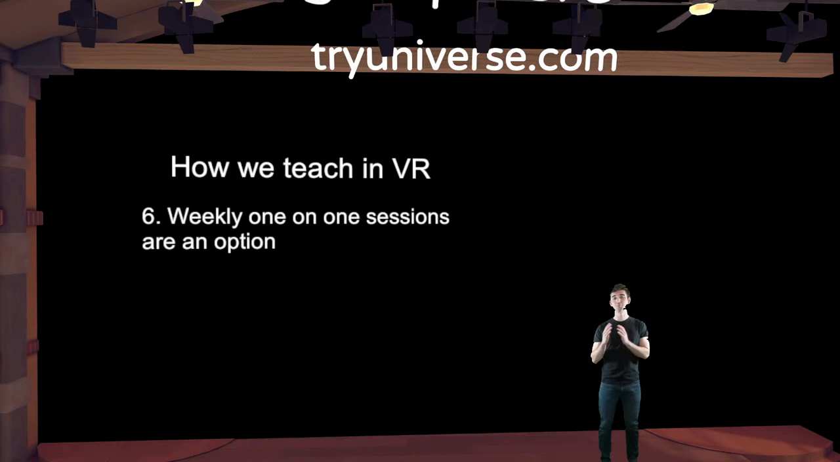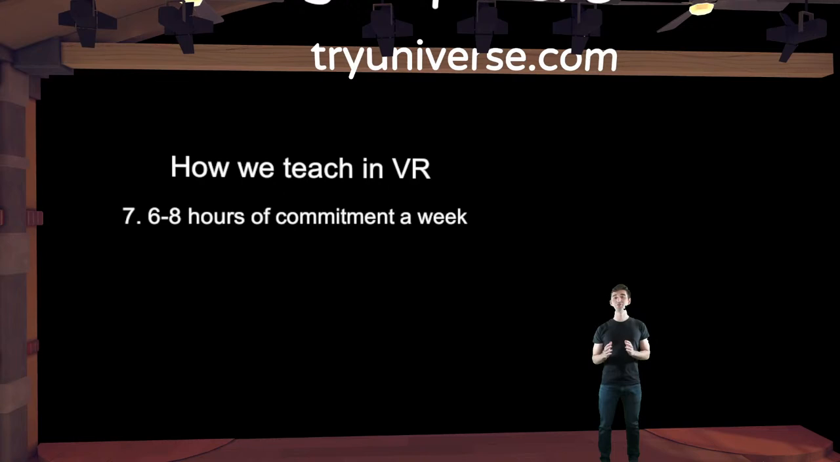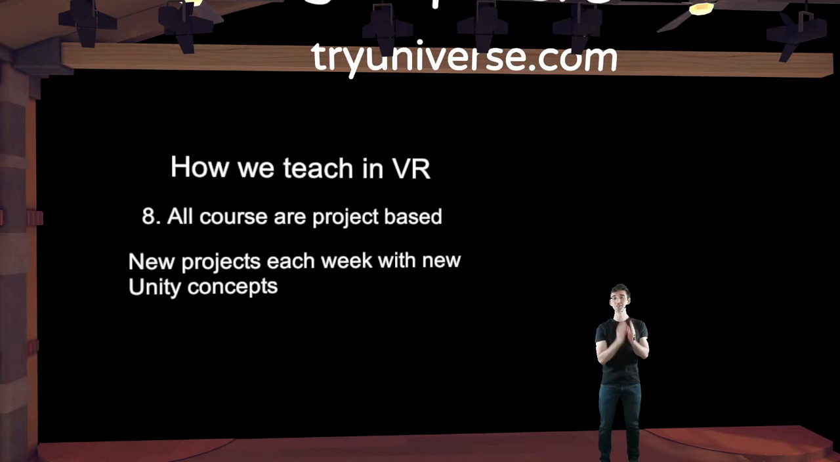7. In total, you can expect about 6 to 8 hours of work per week. This course is meant to be a part-time commitment that you can succeed in while working a job or going to school. 8. All of our courses are project-based. You are building a new Unity project every week that teaches you specific Unity concepts that you can then add to your portfolio of work.